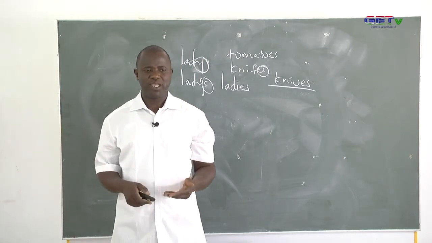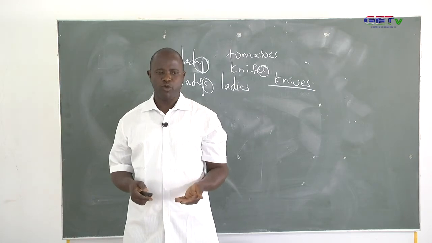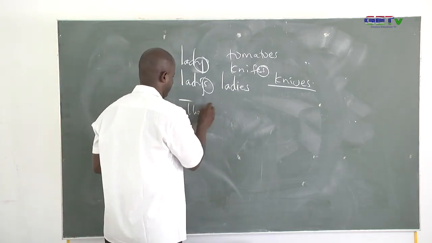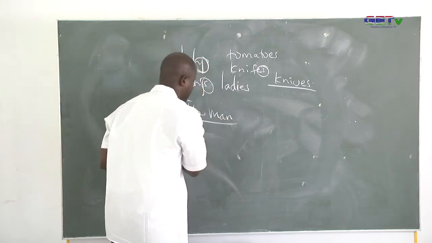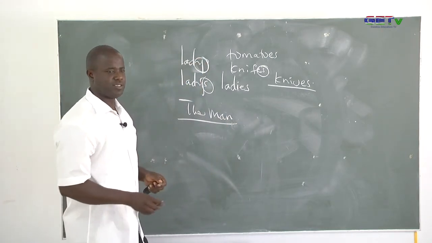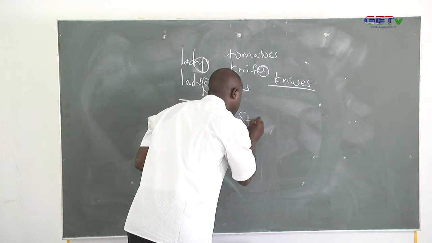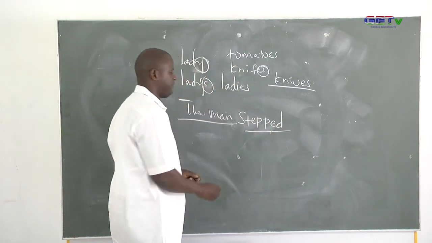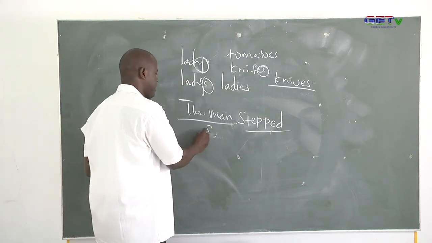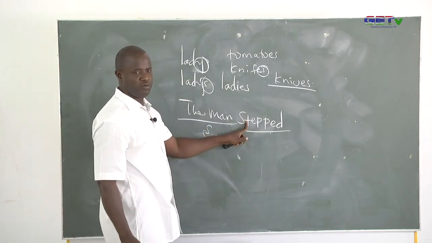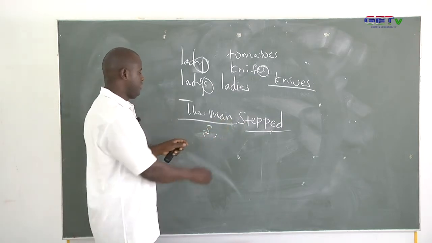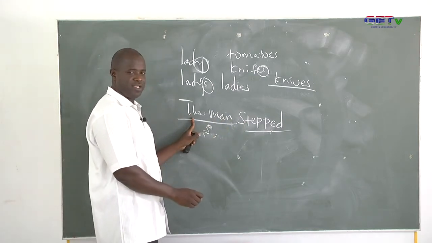For example, we say, the man stepped on my toes. If you look at the sentence here, the man, this is the subject, okay? And then we continue. Step is the verb. So here the subject comes before the verb. We say the man stepped on my toes. So this is the man as the subject.